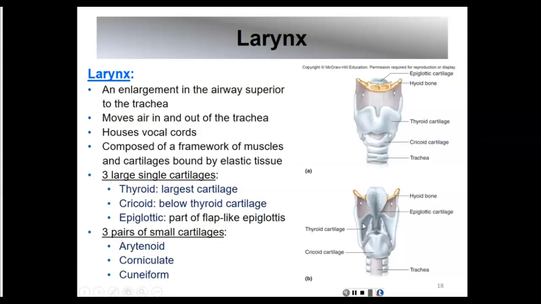Notice how the thyroid does not go all the way around. It's mostly anterior. It ends on the sides here. But cricoid does go around. Here it is smaller in the front and then bigger in the back. There are some smaller cartilages. You don't need to know these three. Just know the large ones.